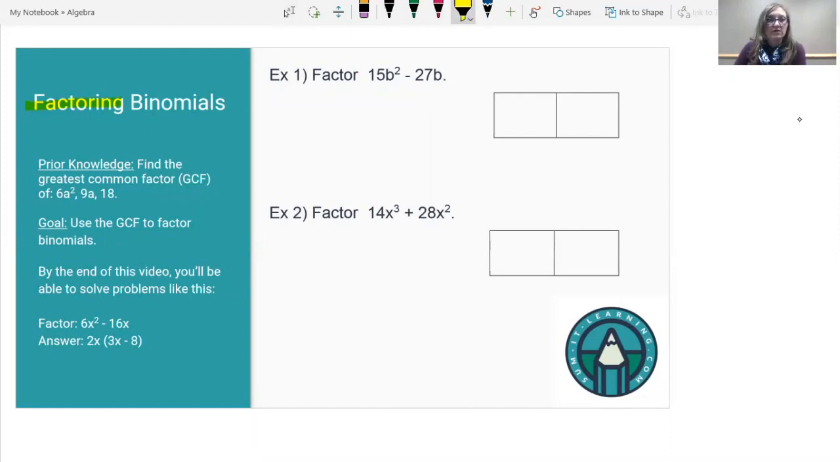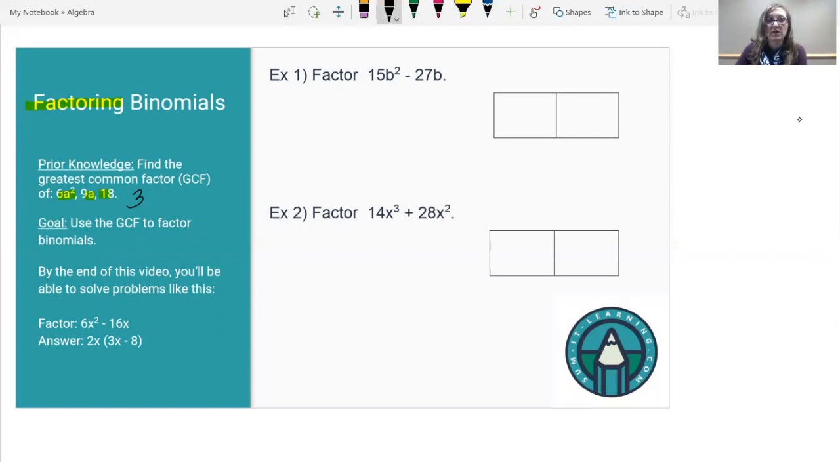Prior knowledge for this lesson is to be able to find the greatest common factor of different terms. So here, if we had 6a squared, 9a, and 18, you need to know how to find the greatest common factor. So we look at the number part and the variable part separately. So our GCF here would be 3. If you have questions about that, there'll be another video that you can check out that focuses just on finding the greatest common factor.